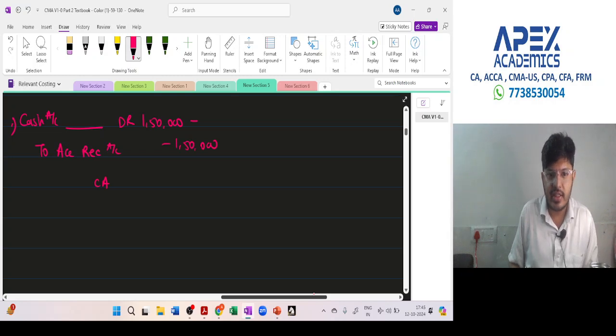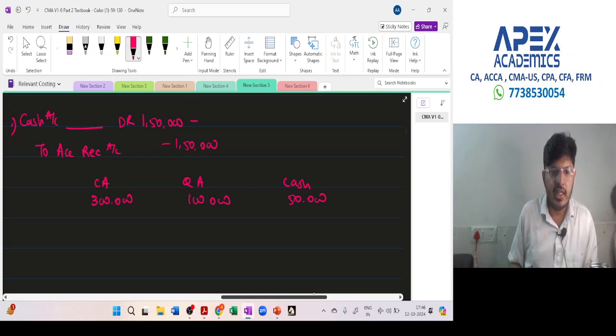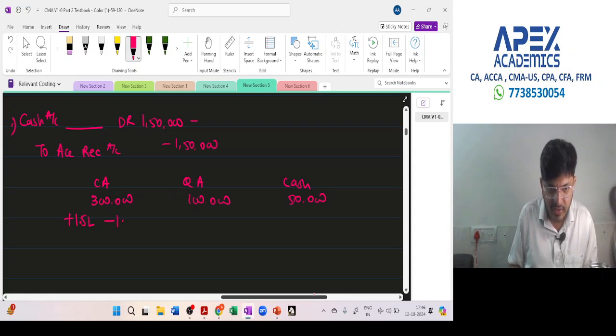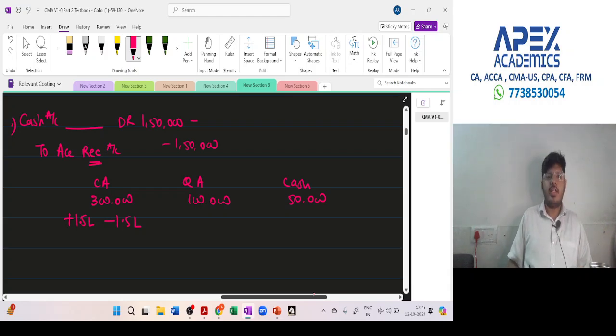My current assets, my quick assets, my cash assets. My current assets were 3 lakhs, agreed or disagreed? My quick assets were 1 lakh, agreed or disagreed? And my cash assets were 50,000. Sir, your cash has increased. First of all, please understand that your current assets have increased by 1.5 lakhs and they have also decreased by 1.5 lakhs, because accounts receivable is a current asset. So can I say that current asset position is unchanged? Your current assets come back to 3 lakhs. And current liabilities were standing at 1 lakh anyway.